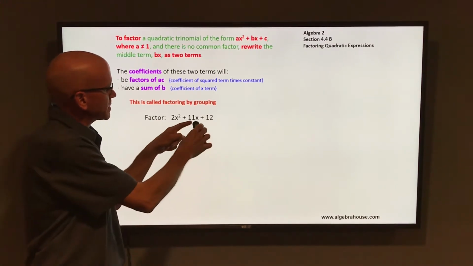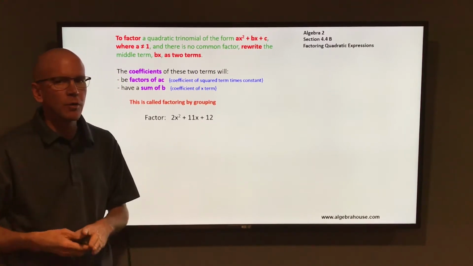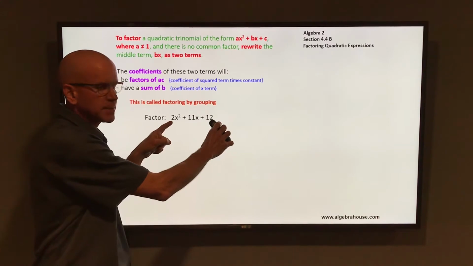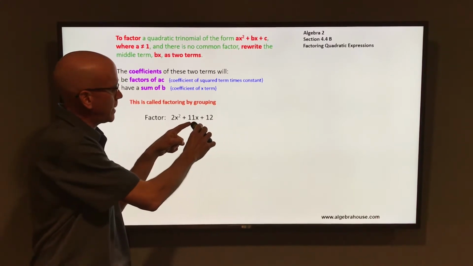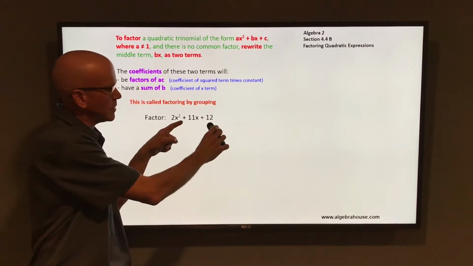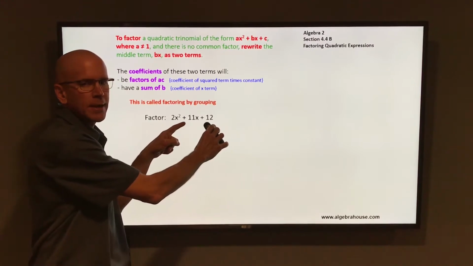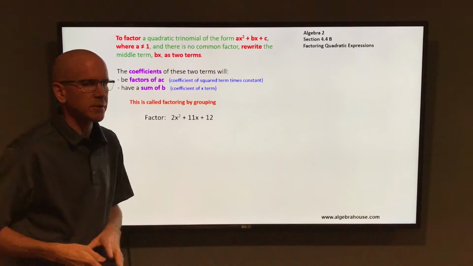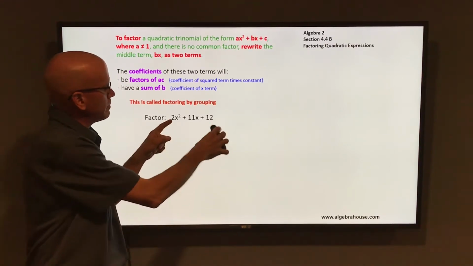So we're going to split this 11x into two terms. The coefficients of those two terms, the numbers in front of the x, will multiply to get what 2 times 12 is, and add to get this middle coefficient of 11. So they multiply to get 24, and they add to get 11. Those are the numbers in front of the x's when you split this 11x into two terms. So once again, they multiply to get 24.